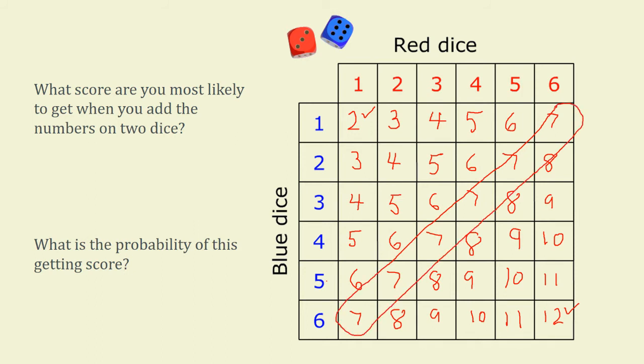All right, I can see that actually there are 1, 2, 3, 4, 5, 6 7s. So 7 is my most common score. All the other scores, we get less than 6 times, less than 6 ways of being able to do it. How many combinations are there altogether? Well, if I do 6 times 6, each one of these red squares that I've filled a score in, there are 36 outcomes altogether. So my probability answer is going to be something out of 36. But how many out of 36?